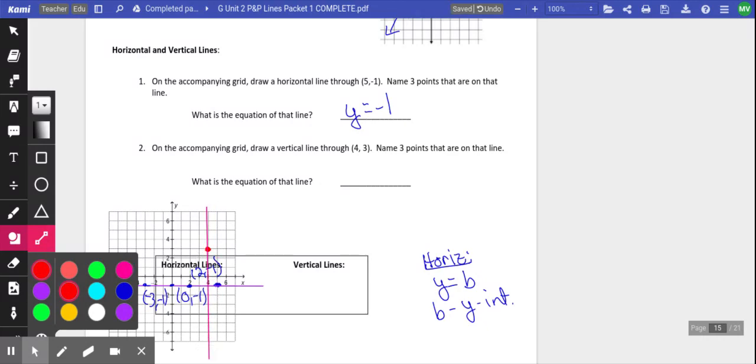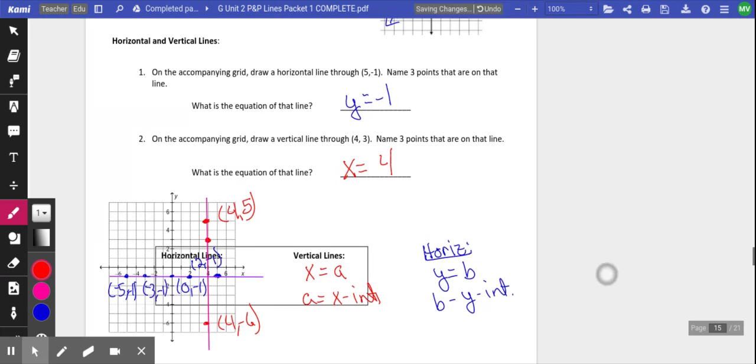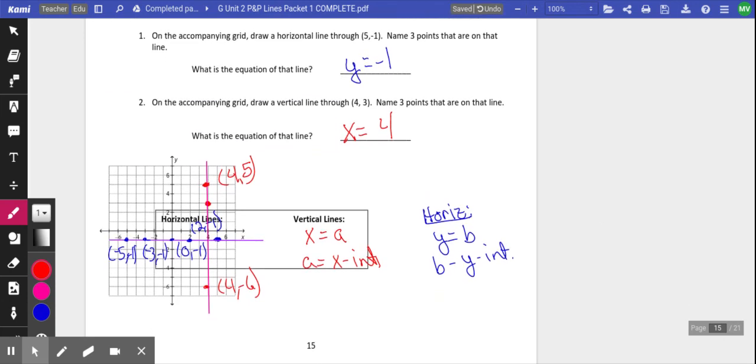And if I look at points on that vertical line, this is 4, 5. This down here would be 4, -6. So you notice there, all my x coordinates are x equals 4. So vertical lines are x equals a, where a is the x-intercept. So vertical lines are always x equals a number. Horizontal lines are always y equals a number.